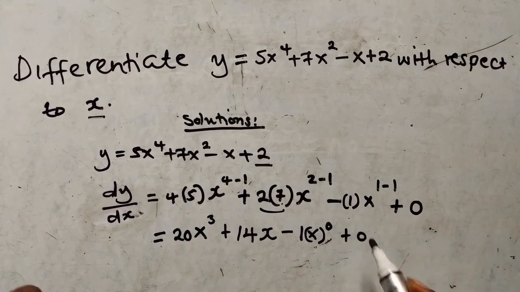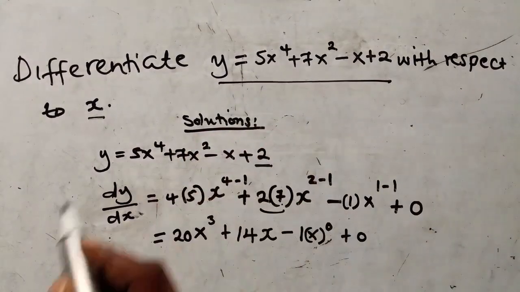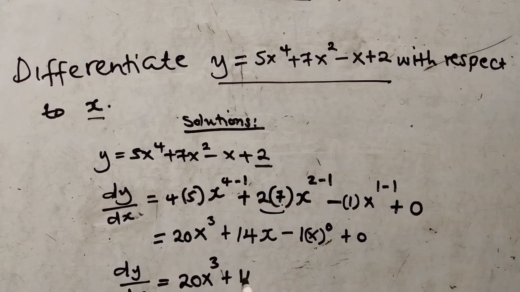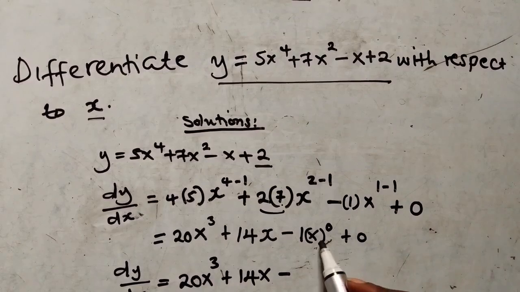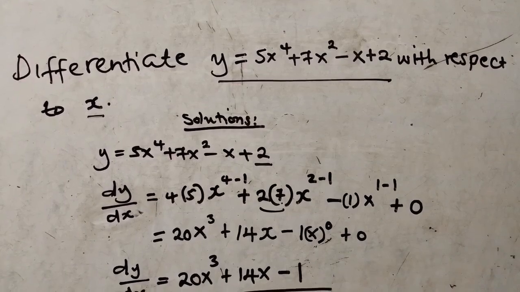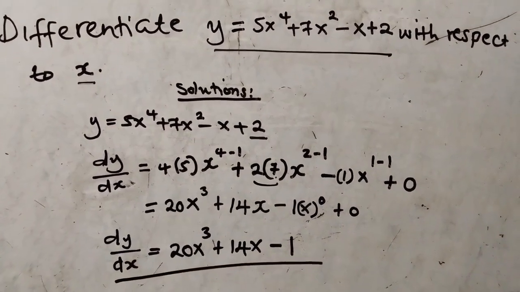So plus 0. So our final answer, the derivative of the function that we are given in the question, is dy dx is equal to 20x power 3 plus 14x, then minus, any number that's raised to power 0 is 1, so 1 times 1, which is 1. So this is the derivative that we get after differentiating the question that we are given.